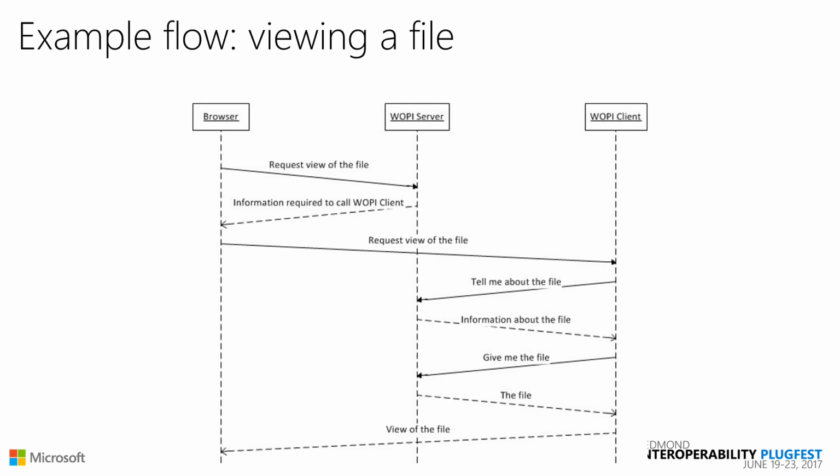So when we think about the typical scenario of just viewing a file that's stored in a storage host, the flow is pretty straightforward. The user is in their browser and they navigate to some URL on SharePoint. That's requesting the view of the file. The WOPI server returns a bunch of information to the browser that tells it how to construct that inner iframe pointing to Office Online. Then the browser makes that iframe request to the WOPI client, that's Office Online, and the WOPI client talks to the WOPI server at that point and says, hey, give me some information about the file, give me the file contents itself, and then the client, Office Online, knows how to render that file once it retrieves it.